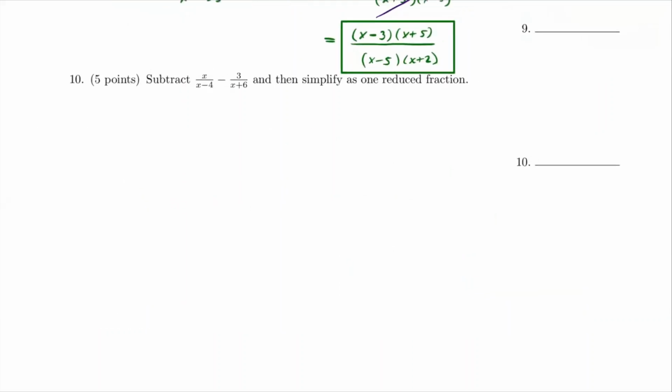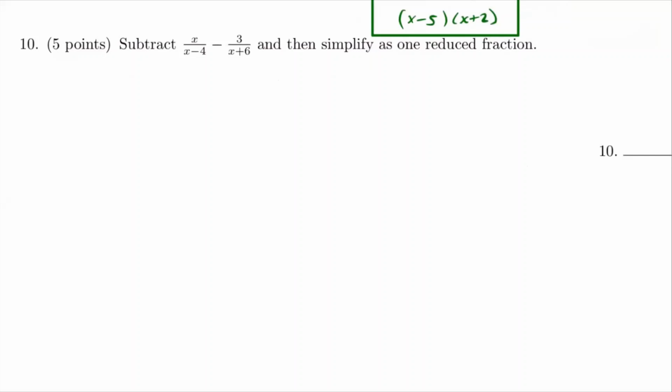So for number 10, we're going to combine these two fractions. Now, this one has denominator x minus 4. This one has denominator x plus 6. You need your least common denominator to be their product. So it'll be x minus 4 times x plus 6. That'll be the least common denominator. So let me go ahead and just rewrite the problem for you so you can see what I'm going to do with the least common denominator that I just found.